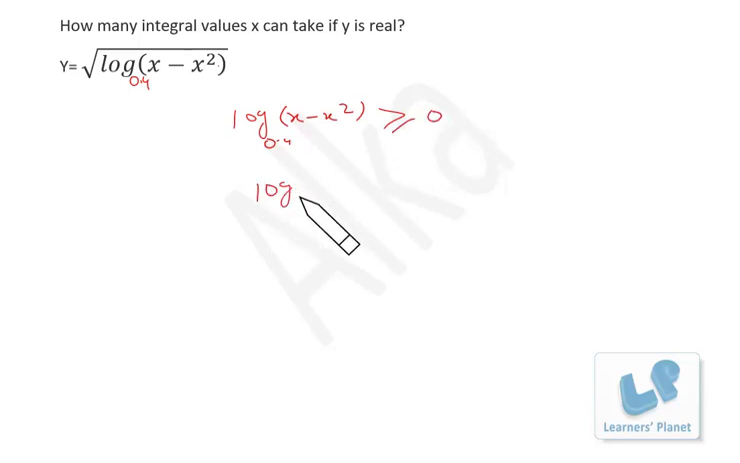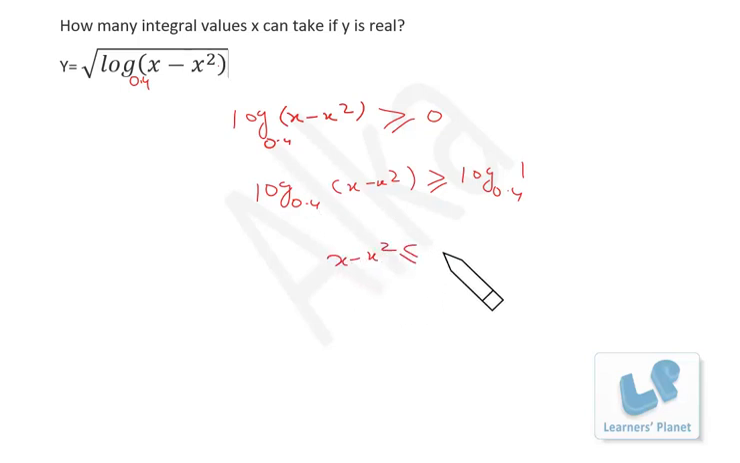Now 0 can be written as log 1, but the base we will keep the same. For any base, the logarithm of 1 is 0, right? So 0 can be written as log 1 to the base 0.4. Now we can take antilog of both the sides, but the sign of inequality will be changed because the base is less than 1. That means x minus x square is less than or equal to 1. That means x square minus x plus 1 is greater than or equal to 0.